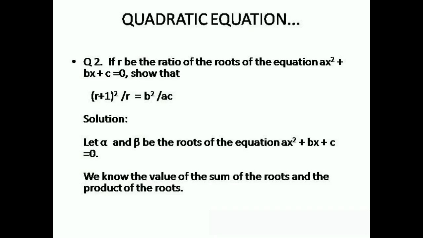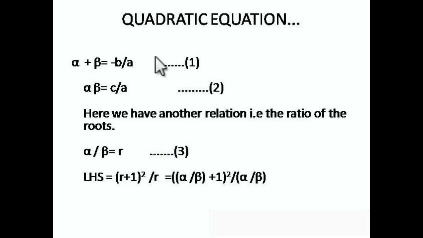Let's see one more example. If r be the ratio of the roots of the equation ax square plus bx plus c is equal to 0, then show that (r plus 1) whole square by r is equal to b square by ac. Now what do they say? They say the ratio of the roots of this equation ax square plus bx plus c is equal to 0 is r. Now tell me, what if we let alpha and beta be the roots of the equation ax square plus bx plus c? So we know the sum and the product. Sum alpha plus beta is equal to minus b by a. Multiplication alpha into beta is equal to c by a.